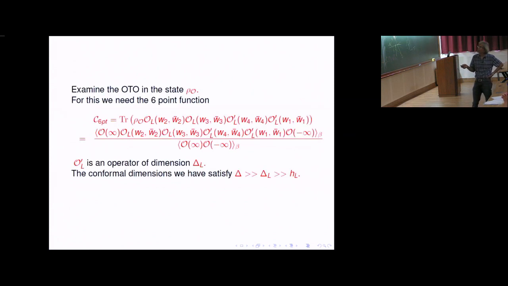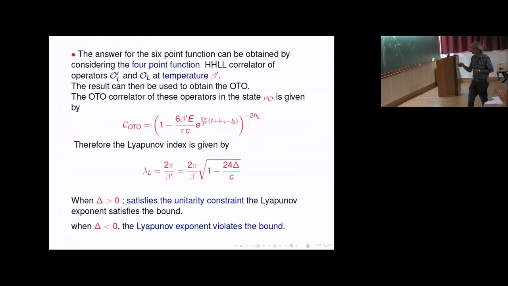And for OTO, actually you need the 6-point function in this particular state. And you can do the 6-point function also using the large C answers. You can go through the steps, and you can show that it's a 4-point function at the effective temperature, just like I showed you the 2-point function at this effective temperature beta prime.